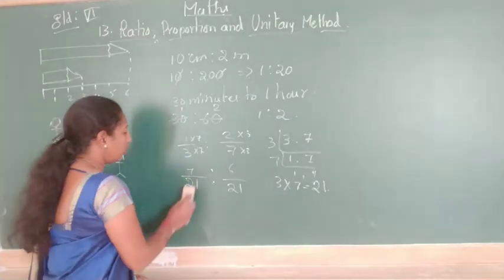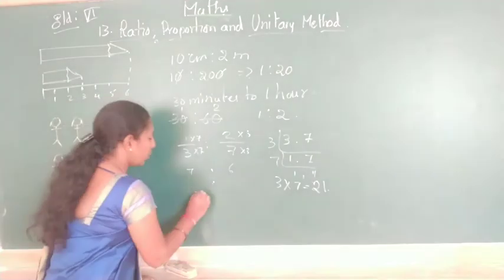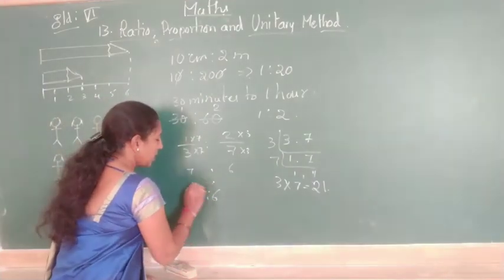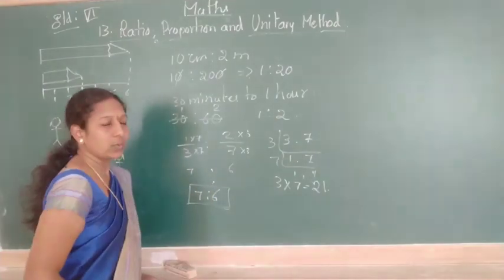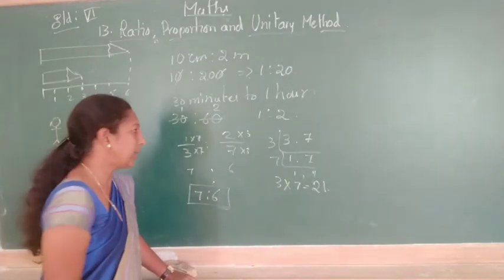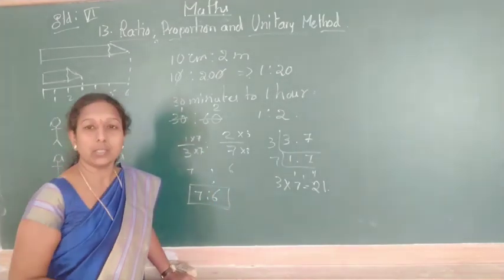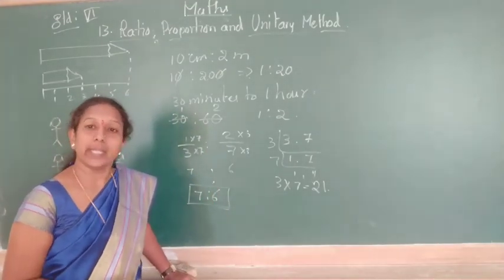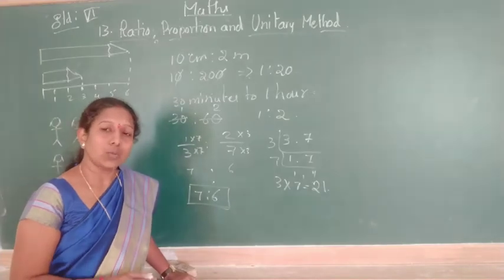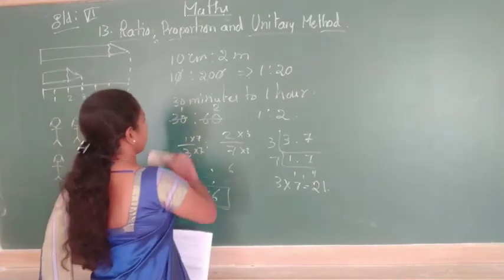So what I will do now is just remove the denominator and write only 7 is to 6 as the answer. So this is in ratio form. Here it was in the form of fractions, and I converted it into integers by taking the LCM. So this is how we have to convert. Now let us come to the next one.